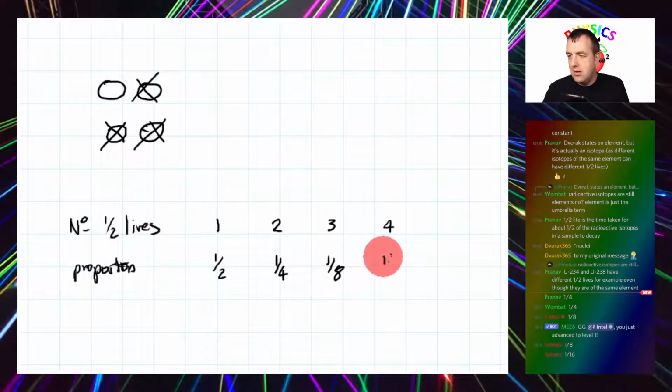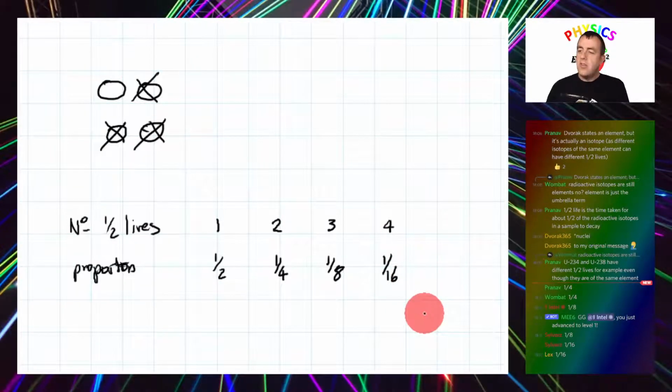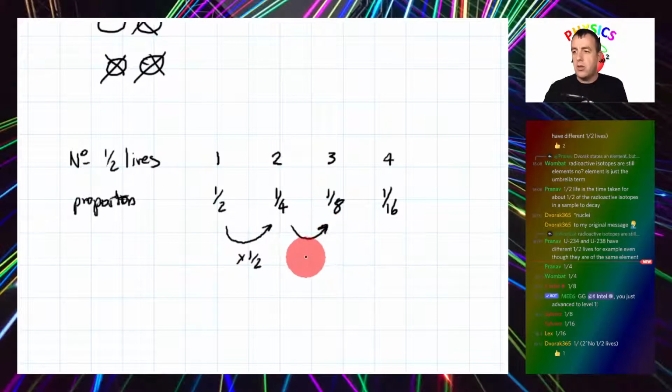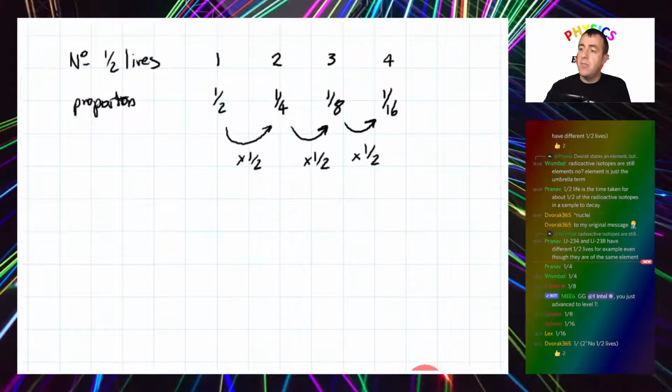1/16. So in each of these cases, what you're doing is multiplying by a half. To get from half to a quarter, we multiply by a half. To get from a quarter to an eighth, we multiply by a half. To get from an eighth to a 16th, we multiply by a half. Dvorak's written 1 divided by 2 to the power of number of half-lives. Yep, you're absolutely correct. Dvorak spotted it. So this is 2 to the power of 1 is 2, 2 to the power of 2 is 4, 2 to the power of 3 is 8, and so on.